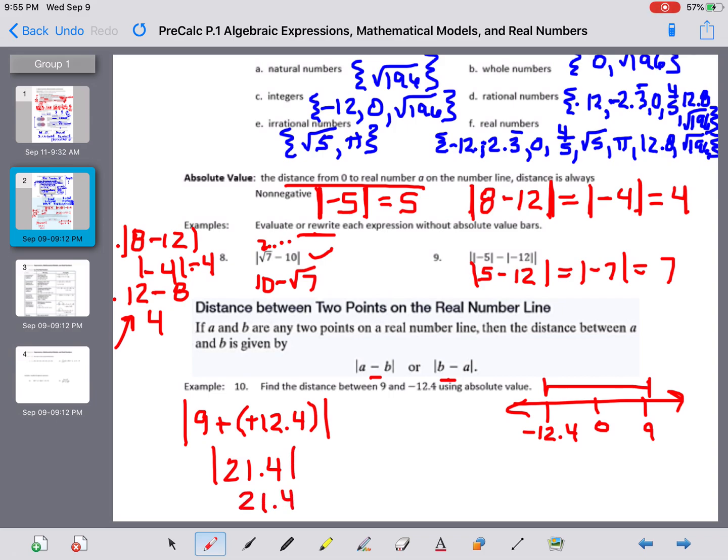Just a note, if I had flipped them around, and I put negative 12.4 minus 9, because they're both negatives, I join them together, I get negative 21.4, but I still take the absolute value, which is 21.4. Okay, so when you're finding the distance between 2 points, you simply subtract them, and you take the absolute value because you're finding the space between them, how far they are apart from each other, basically, and that's why we subtract them.